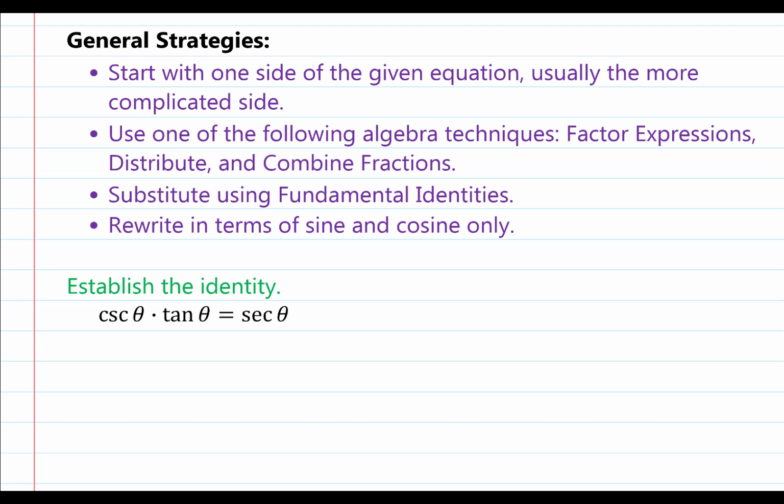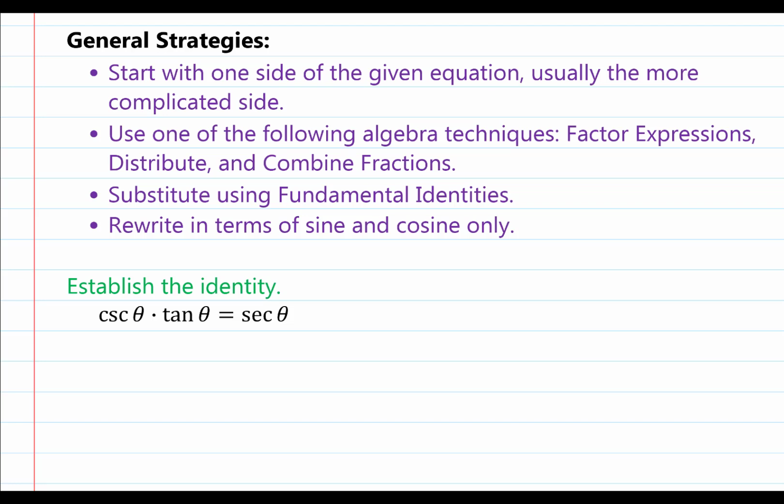Number two, we might use any of the following algebra techniques, which could include, but are not limited to, factoring expressions, using the distributive property, and combining fractions. We will likely substitute using the fundamental or basic identities we've already discussed. And finally, sometimes we like to rewrite in terms of sines and cosines because we tend to be more familiar with sines and cosines. Let's now look at an example where we are asked to establish the identity.